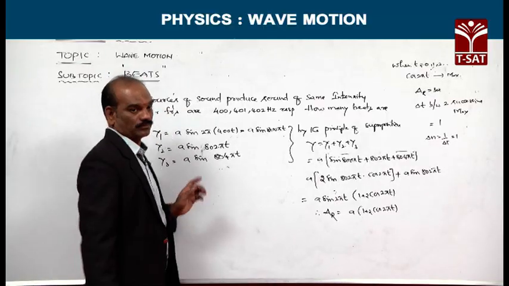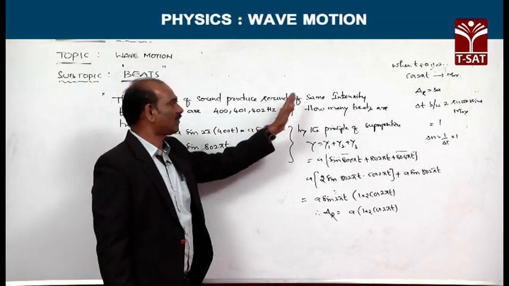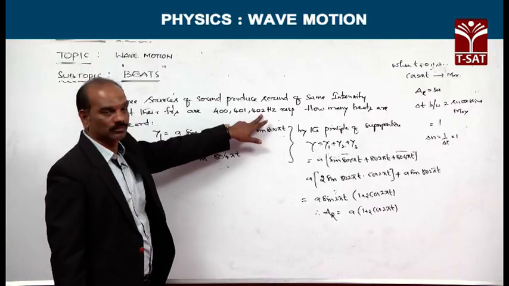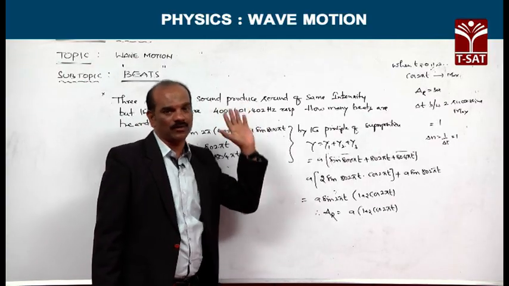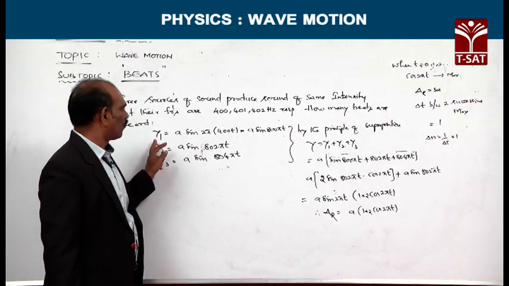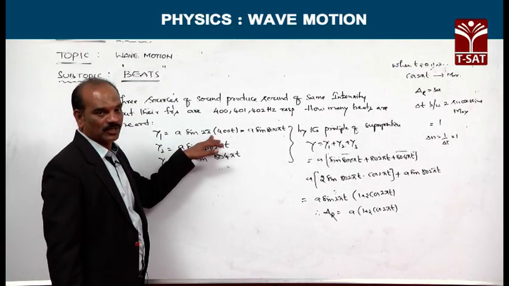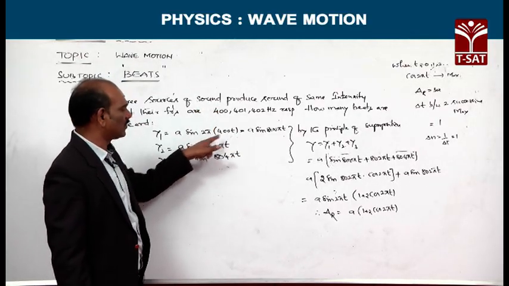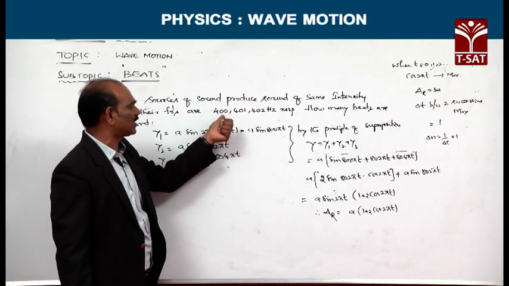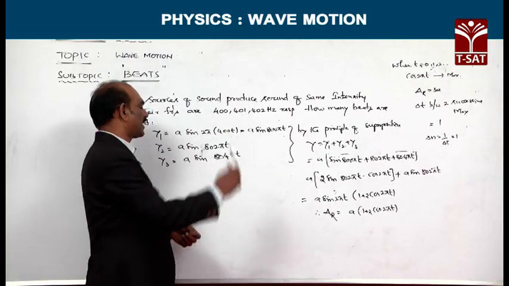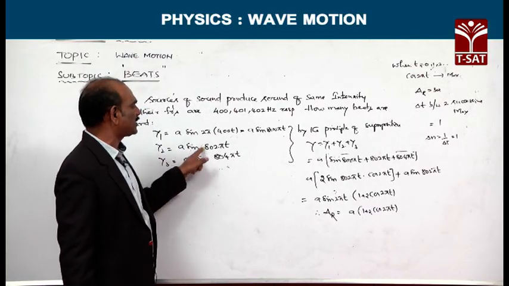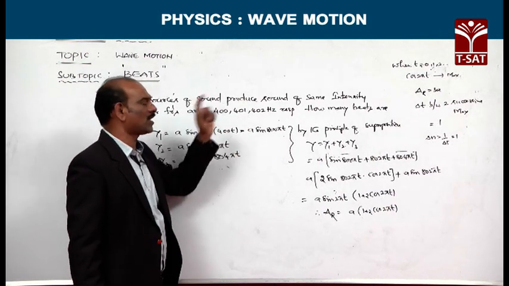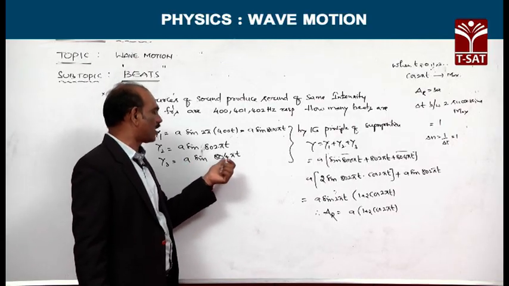3 sources of sound produce the same sound of the same intensity, whose frequencies are 400, 401, 402 Hertz. How many beats are heard from these sound waves? See, y1 is equivalent to a sin 2 pi, actually we have the formula a sin omega t, so a sin 2 pi of 400t, which gives a sin 800 pi t, because the frequency here is given as 400. When the frequency is 401, y2 becomes a sin 2 pi into 401, that is a sin 802 pi t. Similarly for a frequency of 402, this becomes a sin 804 pi t.